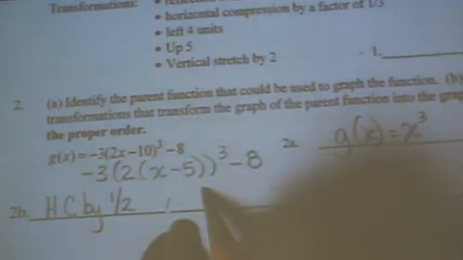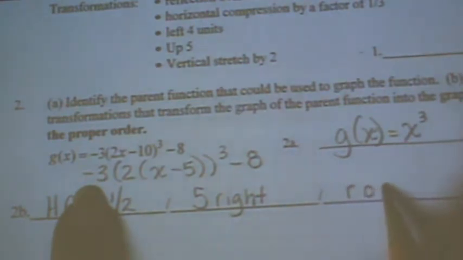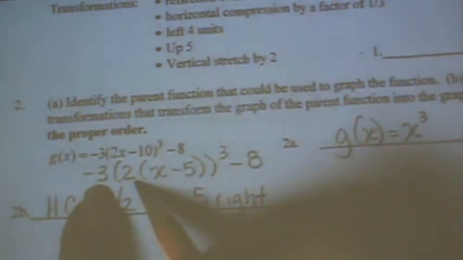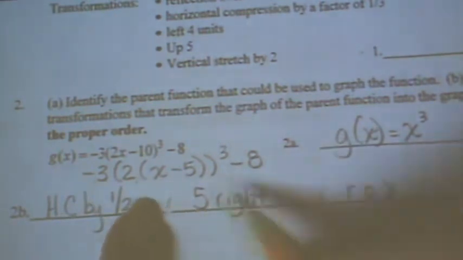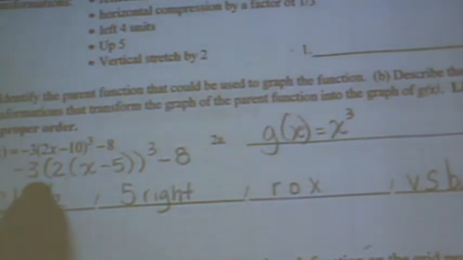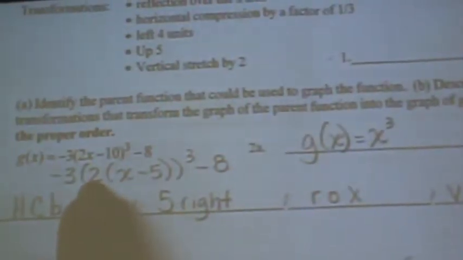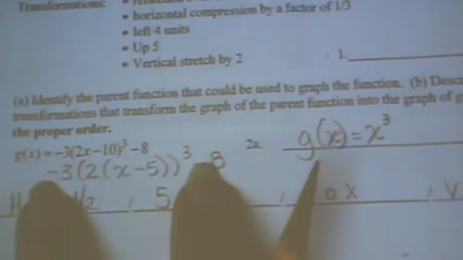5 units to the right. Reflection over the x-axis. Vertical stretch by 3. Well, this is first, then this, then this, then that. We've always done it this way, yeah. It does matter. Vertical stretch by 3, and then 8 down. Yes, order matters. First, second, third, fourth. These 2 things affect your x value, these 2 things affect your y.